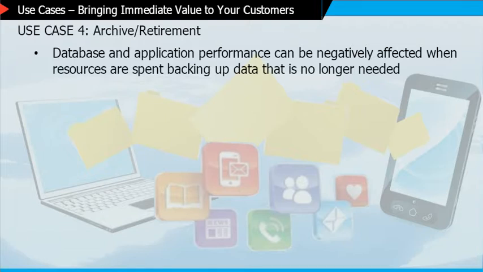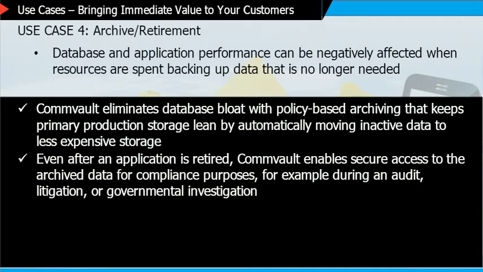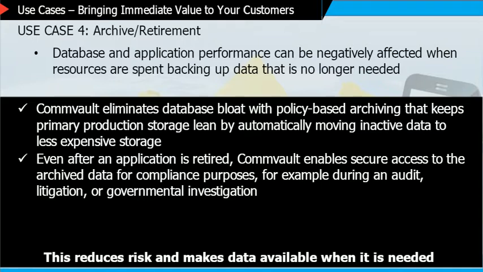Archive retirement. Database and application performance can be negatively affected when resources are spent backing up data that is no longer needed. To eliminate database bloat, our policy-based archiving keeps your primary production storage lean by automatically moving inactive data to less expensive storage. Even after an application is retired, we enable secure access to the archived data for compliance purposes, for example during an audit, litigation, or governmental investigation. This reduces risk while making sure the data is available when it is needed for the business.